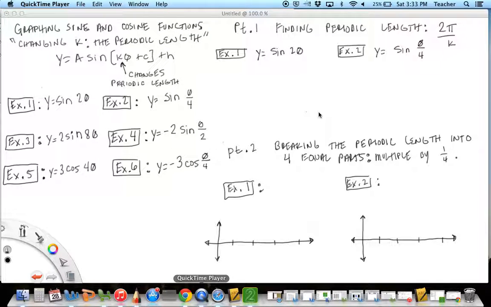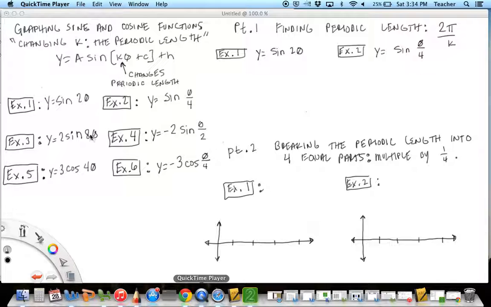All right, hello everybody. Today this video is going to discuss the graphing of sine and cosine functions and the changing of k, which is going to affect the periodic length that I specified in the last video. So we talked about amplitude in the last video. Now we're going to mess around with this k.